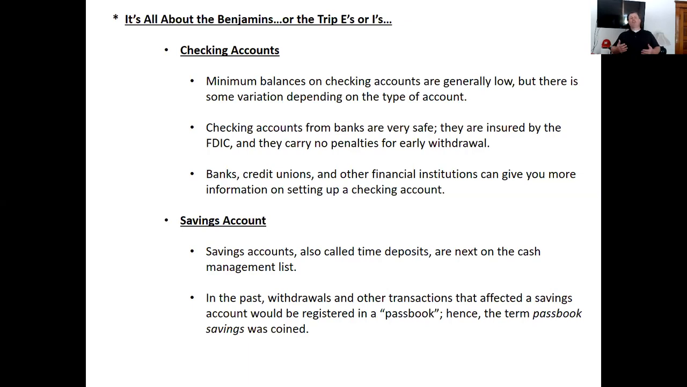After that are savings accounts. And savings accounts, also called time deposits, are kind of the next on the cash management list. In the past, withdrawals and other transactions that affected a savings account would be registered in a passbook. In other words, you had this nice little leather-bound book. You'd go into the bank, and the teller would write down your balance and what the transaction was, whether you were taking money out or putting money in. Hence, the term passbook savings was coined.